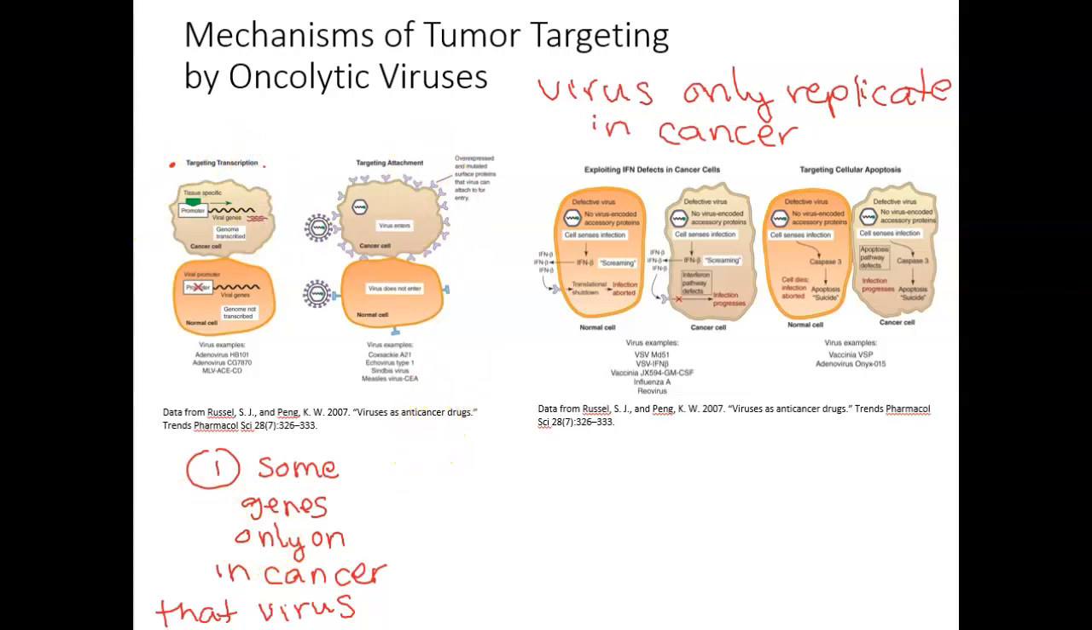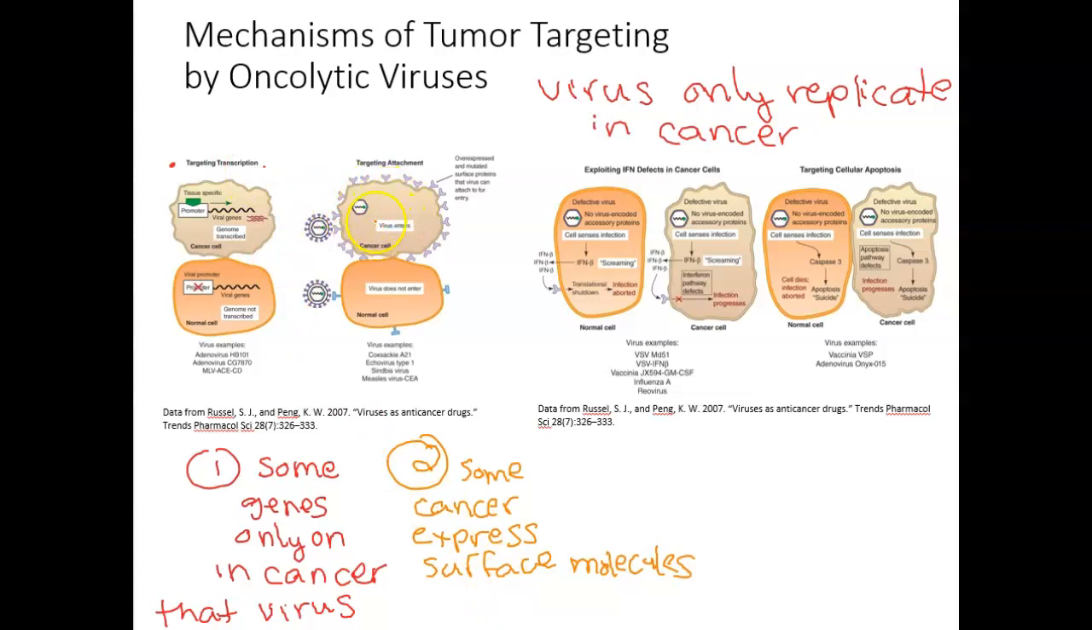All right, the second way we have here is by targeting attachment. So some cancer cells express unique antigens, or express unique sugars, surface proteins, or perhaps they upregulate them to such a high degree that you are going to find 90% of all of that surface antigen on a tumor cell or a cancer cell.